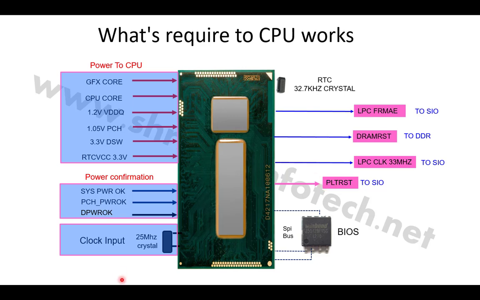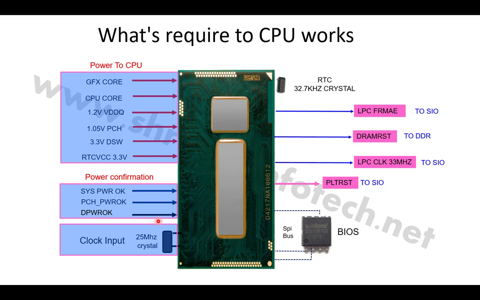Then the CPU has a 25 megahertz crystal. The CPU basically has two crystals here. One is 32.7 kilohertz. This is for the RTC section, real time clock, and one more crystal is there, that is a 25 megahertz crystal, that is for the clock. The clock generates different frequencies to work the CPU sections.